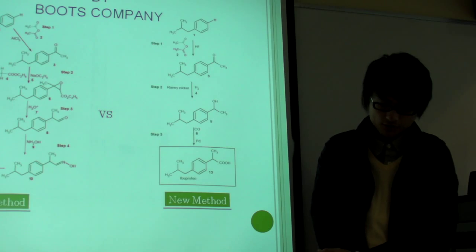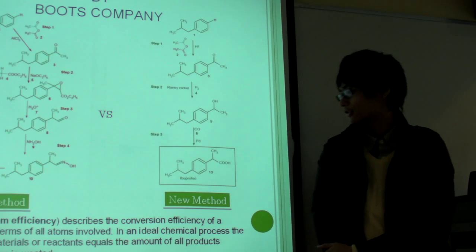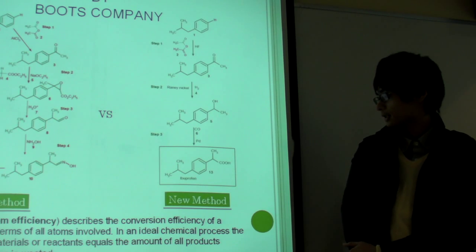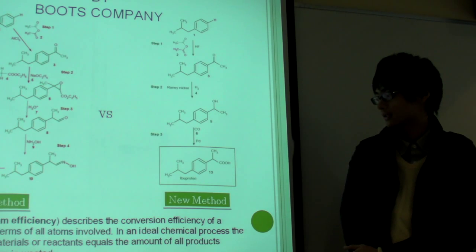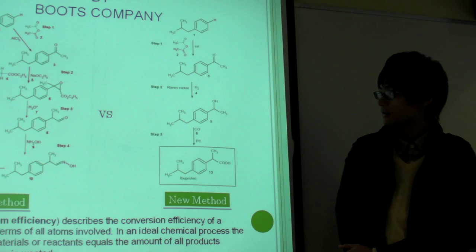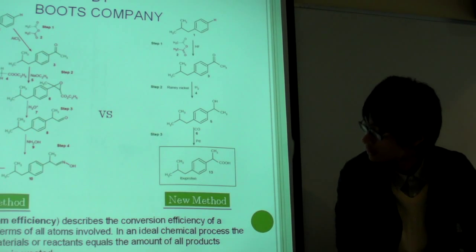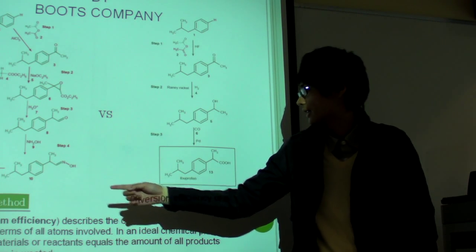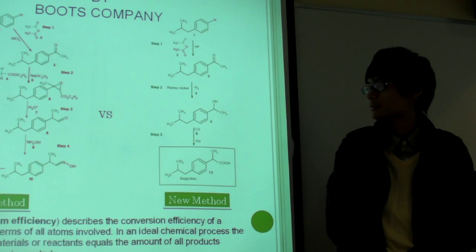And actually, this is based on the principle of atom economy. Atom economy describes the conversion efficiency of a chemical process in terms of all atoms involved. In an ideal chemical process, the amount of starting material or reactant should equal the amount of all product generated, and no atom is wasted. You can see that there are many brown atoms in the old method. That means those are wasted, and there is only a small part of brown atoms in the new method.